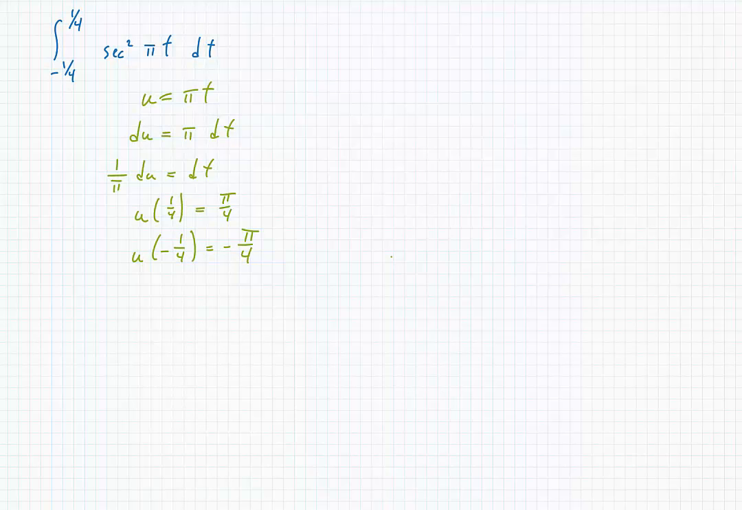So rewriting our definite integral gives us 1 over pi times the integral from negative pi over 4 to positive pi over 4 of secant squared of u du. Right, the pi t got replaced by the u. The dt got replaced by the 1 over pi in front and the du, and then we replaced our lower and upper limits of integration appropriately.